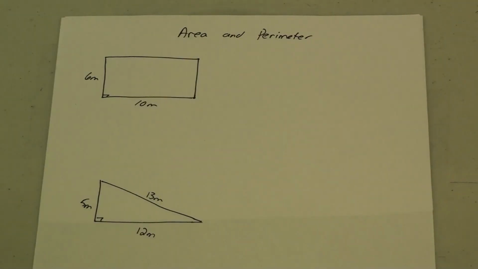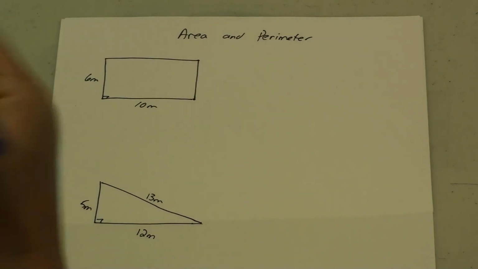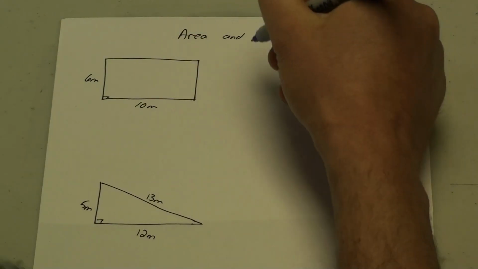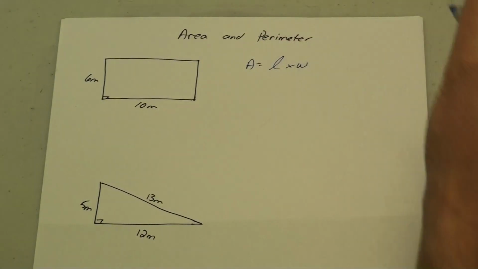Okay, this lesson is on area and perimeter of some common shapes. The first one we're going to deal with is a rectangle. Now there's some formulas we can work with. The area formula is your length times your width.